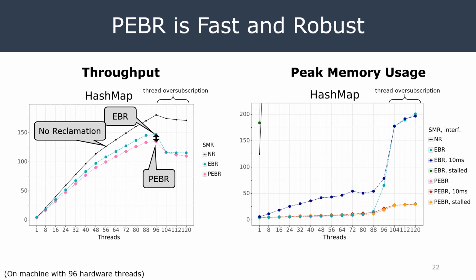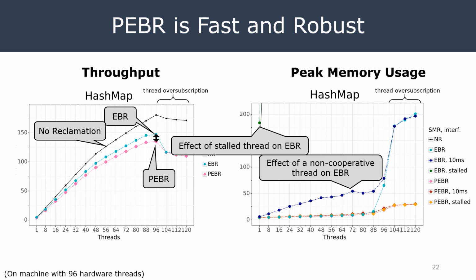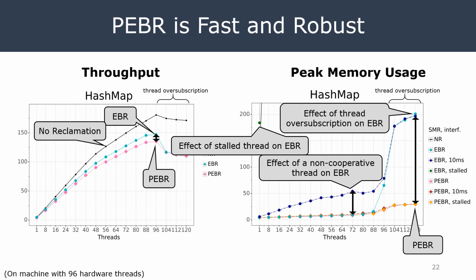In the second experiment, we tested the peak memory usage when there is a non-cooperative thread. First, when there is a stalled thread, EBR was not able to reclaim memory at all. When there was intermittent interference by a non-cooperative thread, or thread oversubscription, the memory usage of EBR was multiplied by several times. In contrast, PEBR was barely affected by any of such interference. We observed that the results are consistent in other data structures.